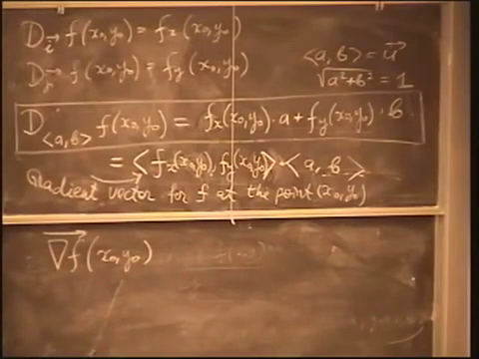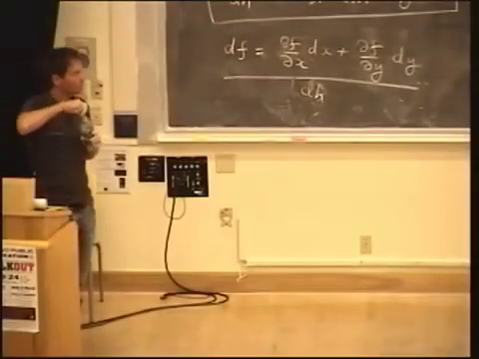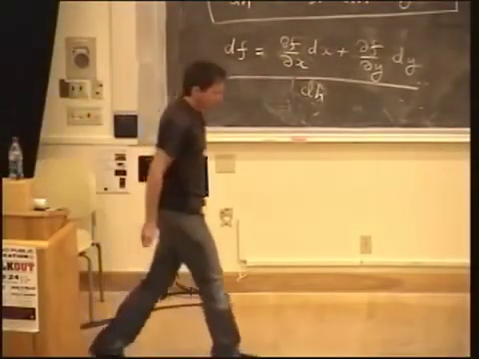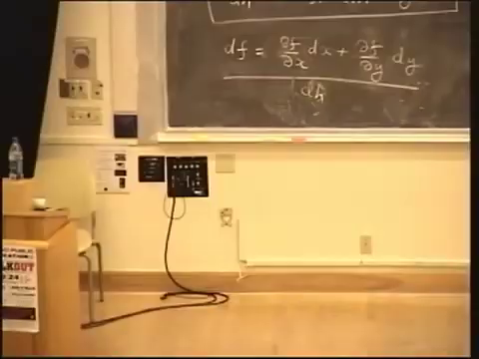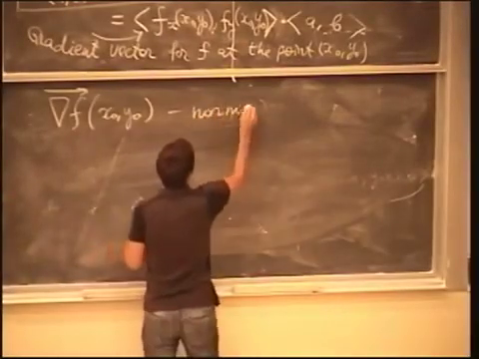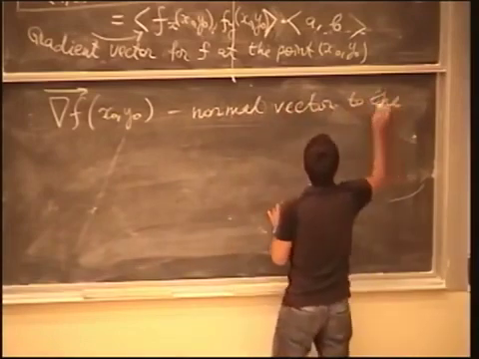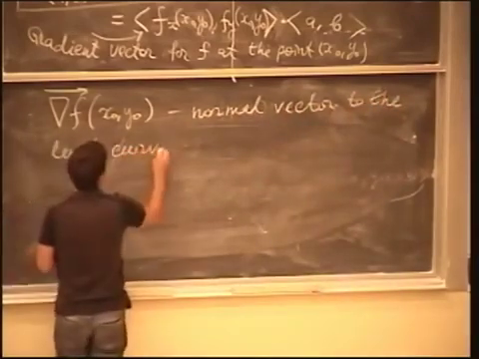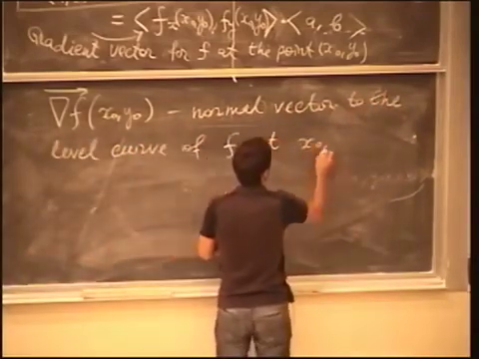Okay. So what is the geometric significance? What does this formula mean? What is the geometric significance of this vector? And how can we use this formula to answer various questions about the rate of change of our function? Here I have to explain a very important geometric interpretation of this gradient vector. The interpretation is that this is in fact a normal vector to the level curve of f at the point x0, y0.